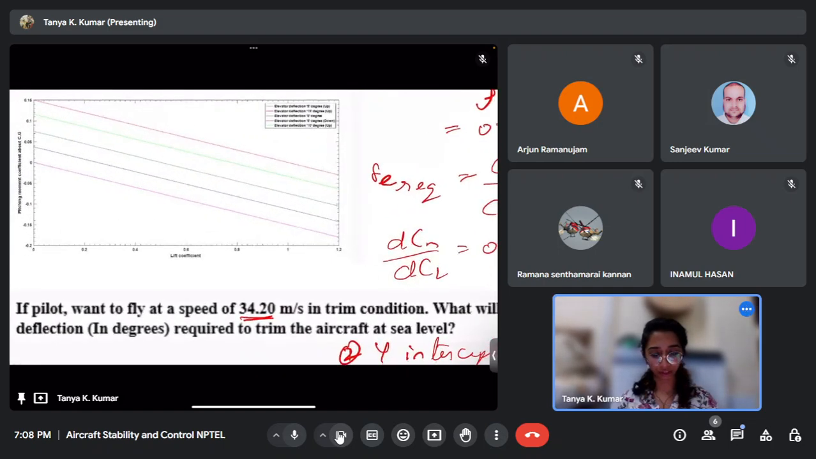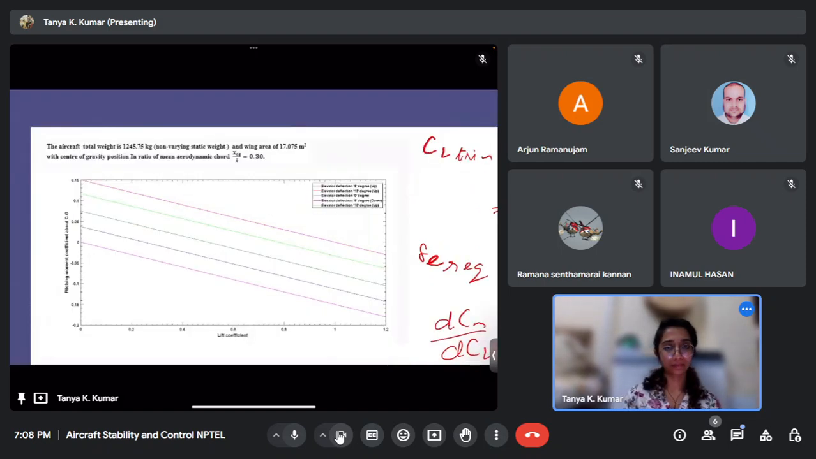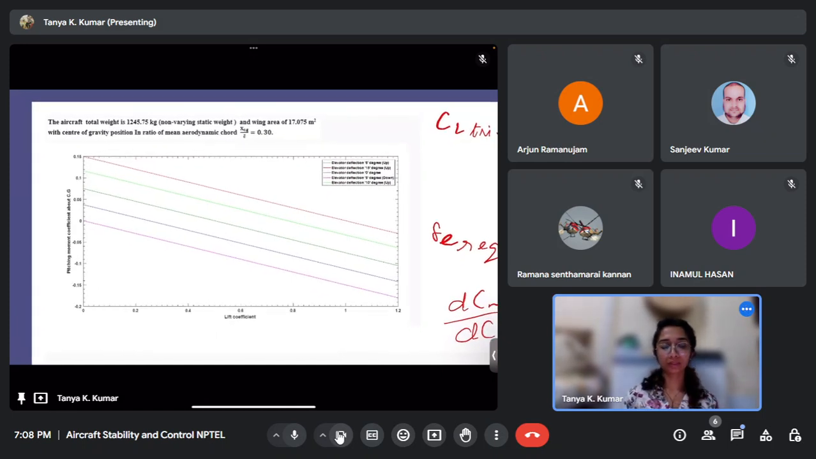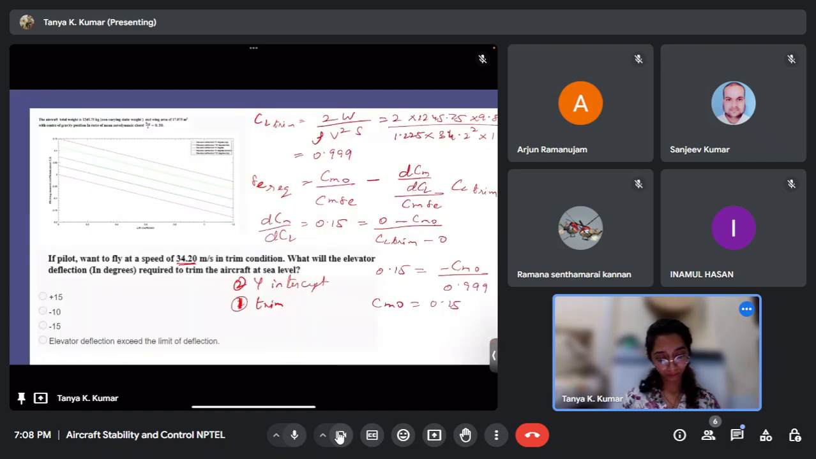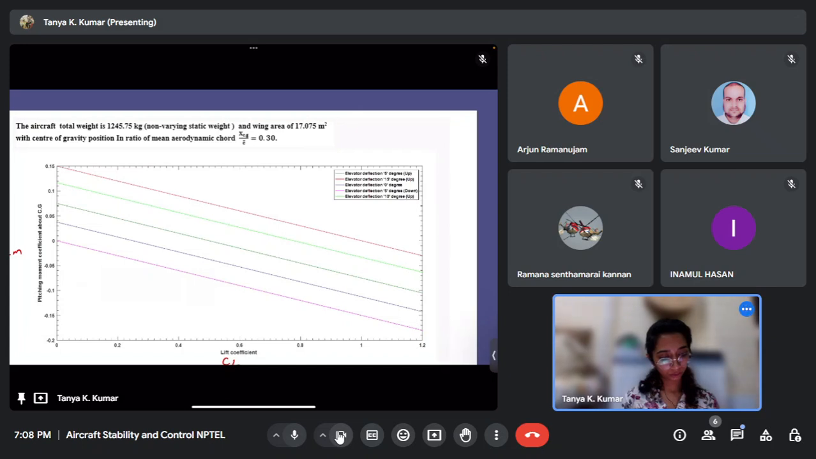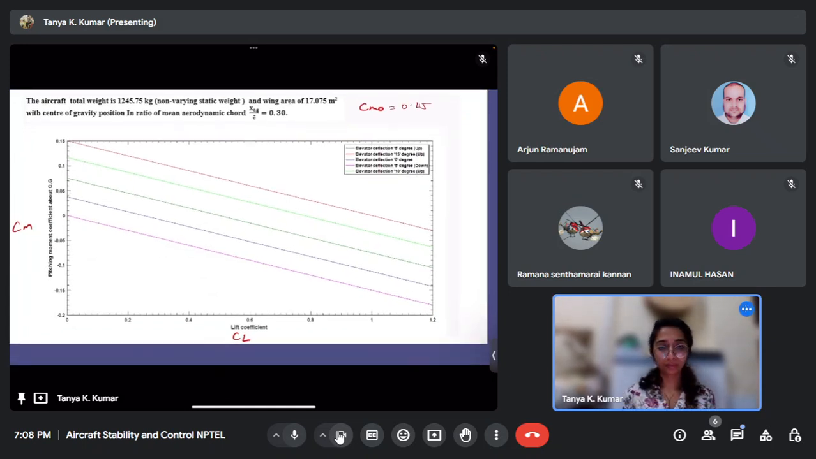Cm naught 0.15 corresponds to which graph? I hope the graphs are visible. Yeah, it should be visible now. So Cm naught equals 0.15 corresponds to which graph? Just look at the Cm naught values for all the graphs.